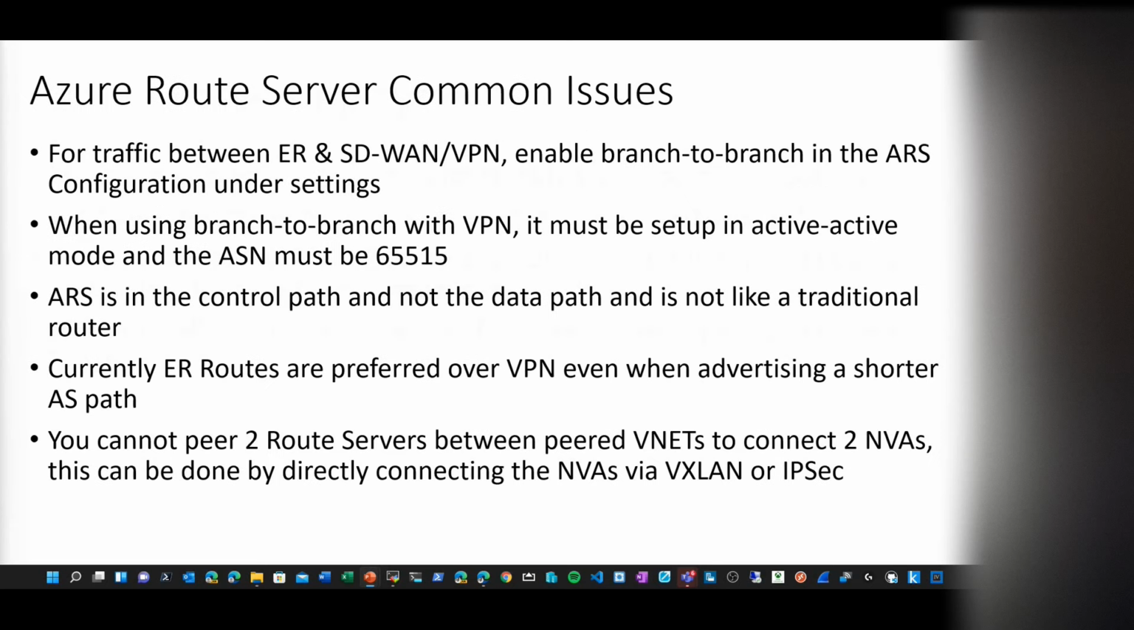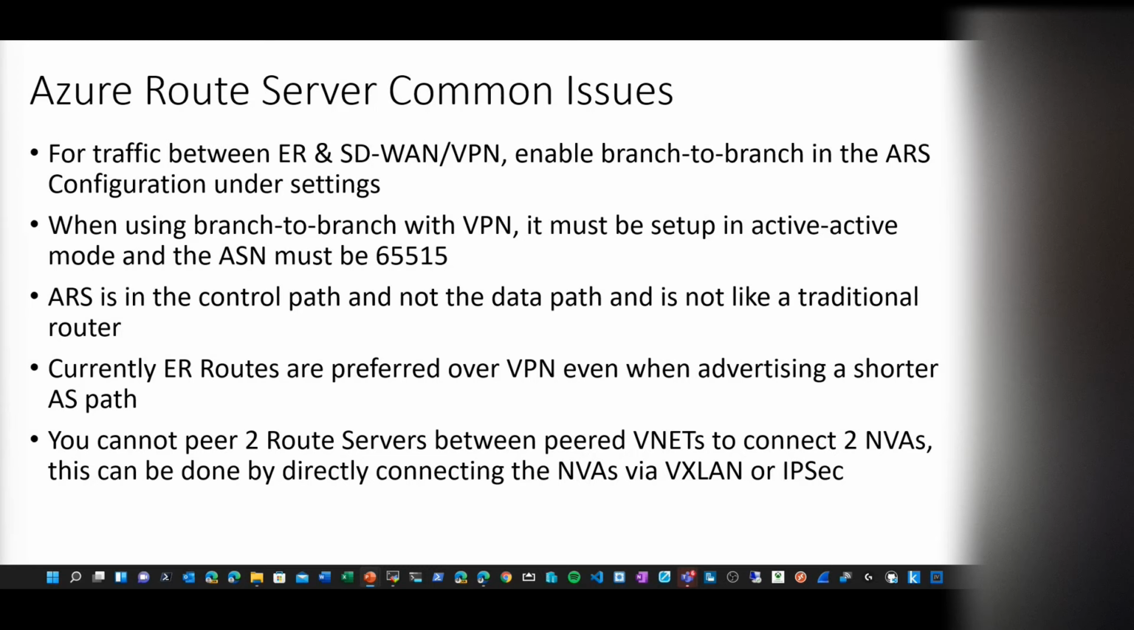And the next are some of the common issues that we have run into. These are some of the things that I have run into when I've been playing around with it. So for traffic between ExpressRoute and the VPN or SD-WAN side, you have to make sure that you enable branch to branch. If you don't enable that, route server won't reflect those routes between the two, right? When using branch to branch with VPN, especially Azure VPN, it must be set up in active mode, and the ASN must be 65515. You cannot change that.